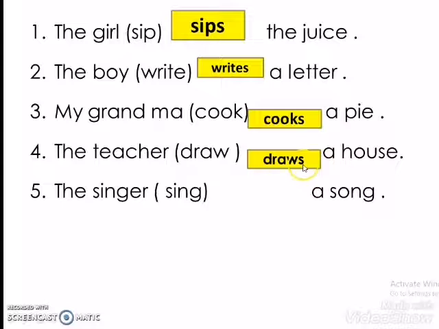I add an S. The singer sing a song. Sing is the action verb. So what should I add for the action verb here? An S. Why? Because I have only one singer. One singer takes S, sings a song.